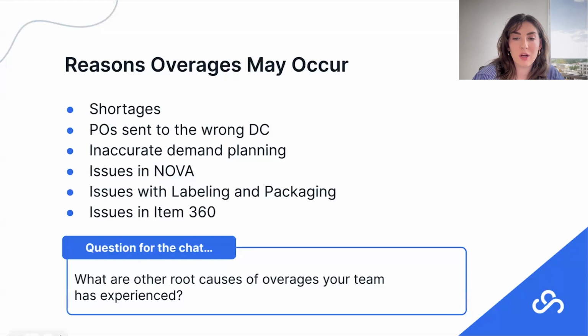Maybe the labels are set up incorrectly and it's saying that you only have 3 juice boxes in your master pack, but there's really 6, or vice versa. And then another is issues with item 360. This is now changing to item management on supplier 1.